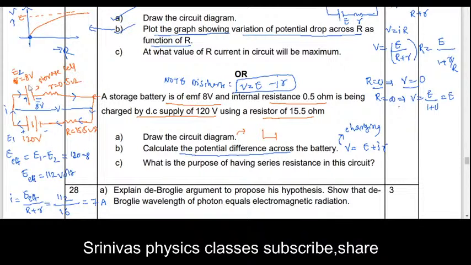But here this storage cell is charging. That's why E plus IR. E is what? 8. I is what? 7. R is what? 0.5. Right? Simplify it, you will get the answer. That answer you will get is 11.5 volts.